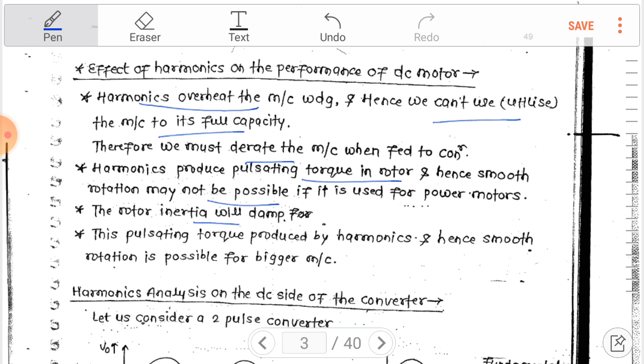The rotor has inertia, which will damp out the oscillations of the pulsating torque produced by harmonics, and hence smooth rotation is possible for bigger machines. But for smaller machines like servo motors, smooth rotation is not possible.